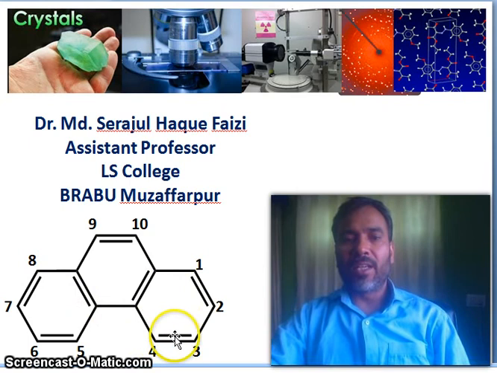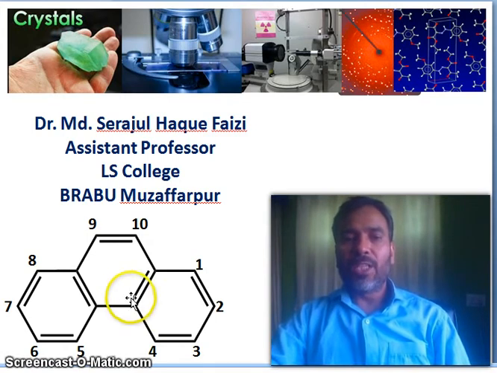Now you can see here there is an alternate double bond in this molecule: double bond, single bond, double bond, single bond, and so on. So this molecule is aromatic in character. How do you know this is aromatic? Because there are alternate double bonds, the compound is planar in nature, and it follows Hückel's rule of aromaticity. We will discuss this point later.